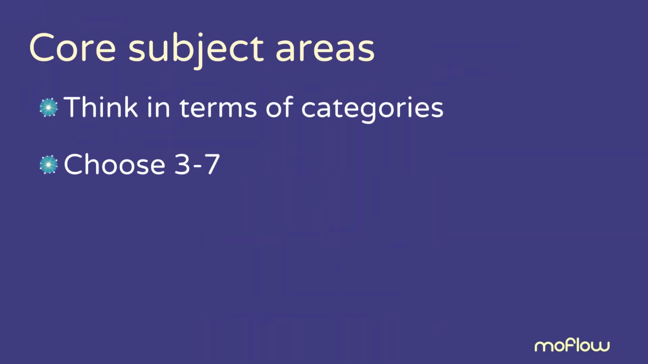So my suggestion for you, if you're starting a blog or if you're trying to breathe new life into your blog, is to choose somewhere in the ballpark of 3 to 7 overarching subject areas for your blog that make sense for your cause and your issue and your organization, and then select a mix of content types that will allow you to explore those subject areas.